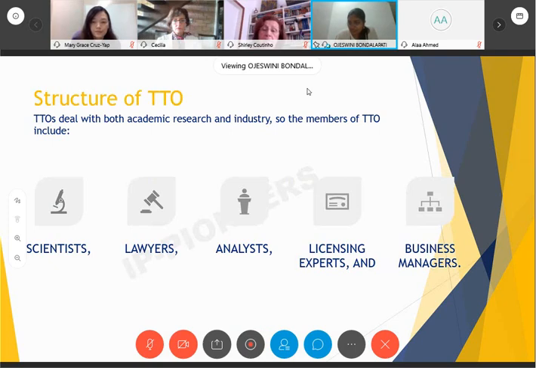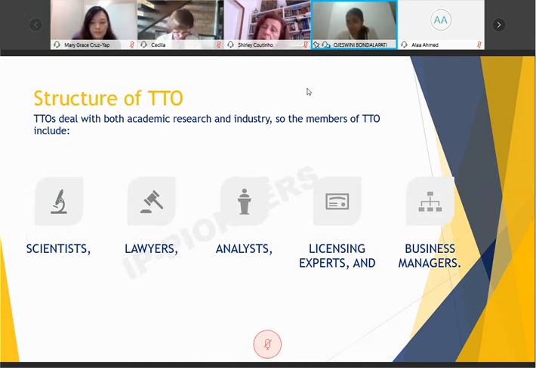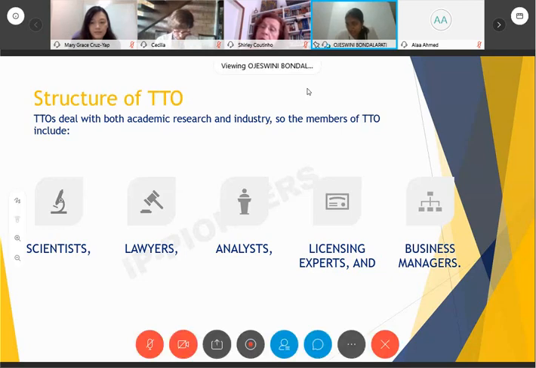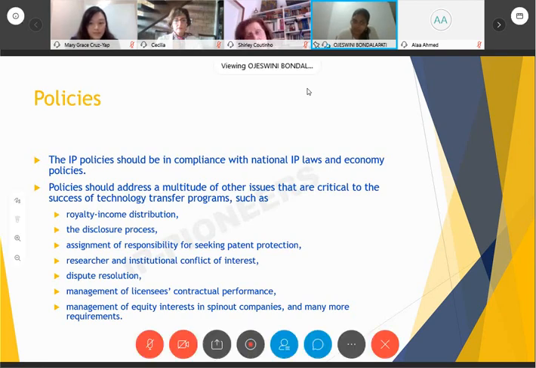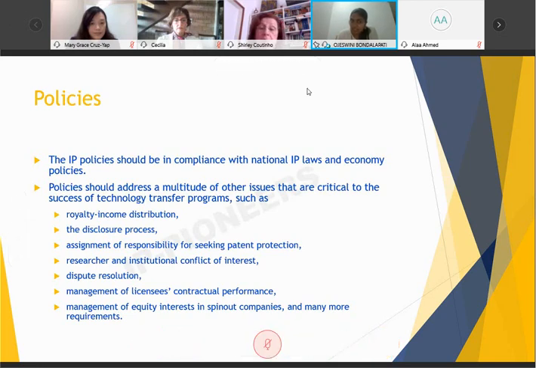The structure of a TTO is almost a complete diversity, like scientists, lawyers, analysts, licensing experts, business managers, and many more. Technology transfer begins from research, from institutes and academic people, and then it should get transferred to corporate people who can commercialize the product. For mutual understanding between these two parties, there should be a legal advisory section. And after the licensing agreements and everything, there should be some management people.